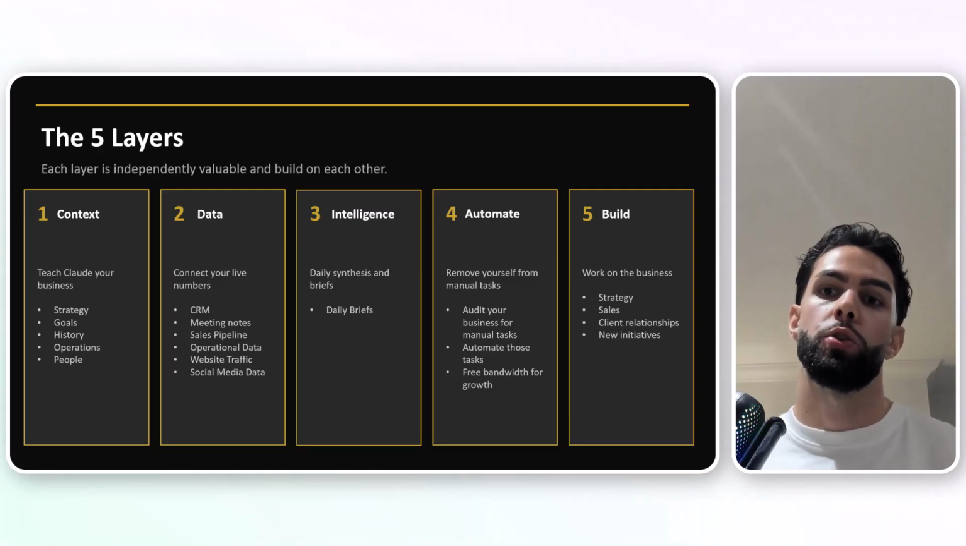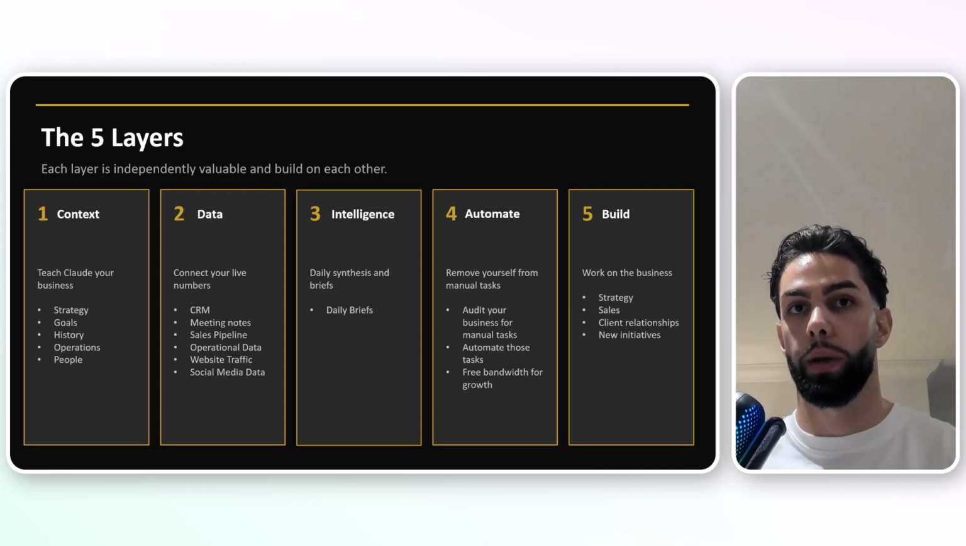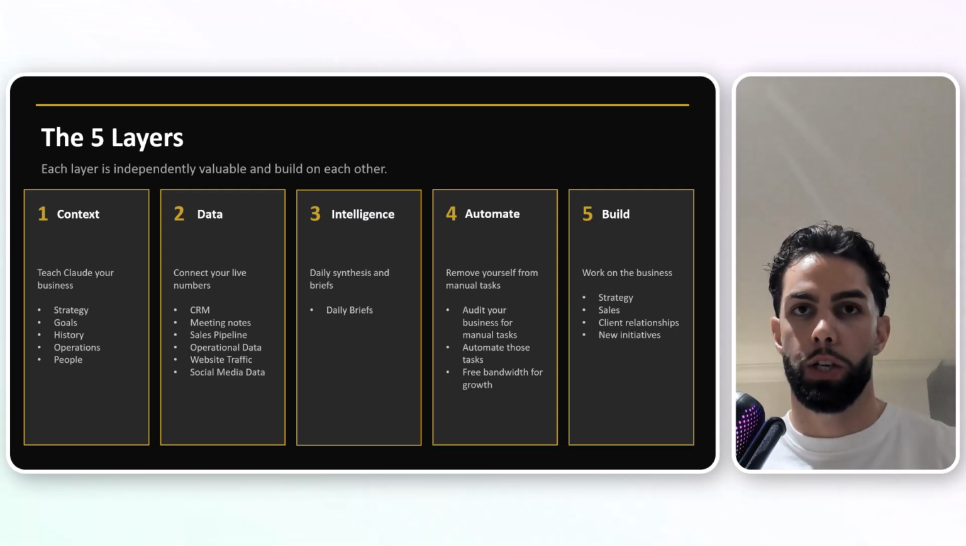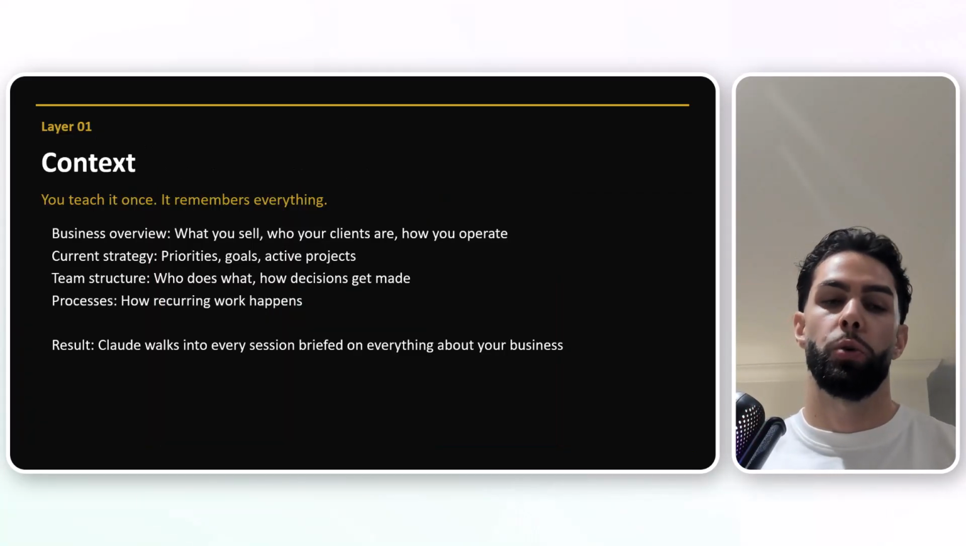Which leads us on to layer 5, which is build. Once you've automated all the processes that you can in your business, you've now freed up a load of time to allow you to actually work on growing the business. So this allows you to focus on things like strategy, sales, client relationships, anything that you need as a business owner to actually grow the business. So let's go through each one individually.